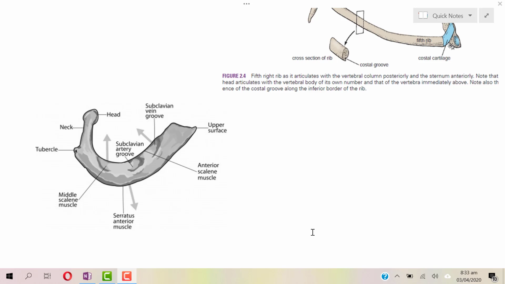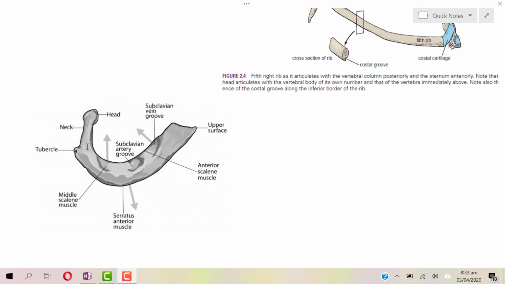As I have told you, the first rib, second rib, then 10th, 11th and 12th ribs are atypical ribs because they have differentiating or distinguishing features which are not similar to the typical rib. So first of all, I will discuss the first rib.